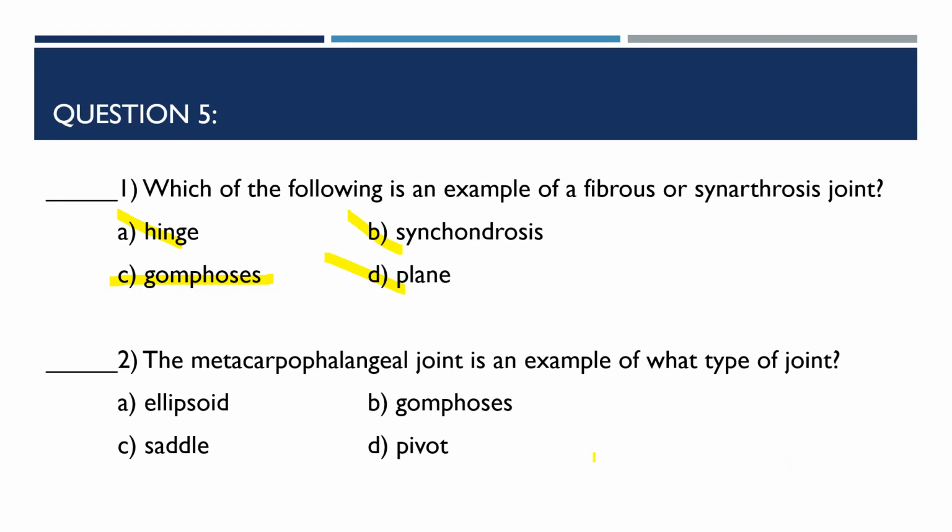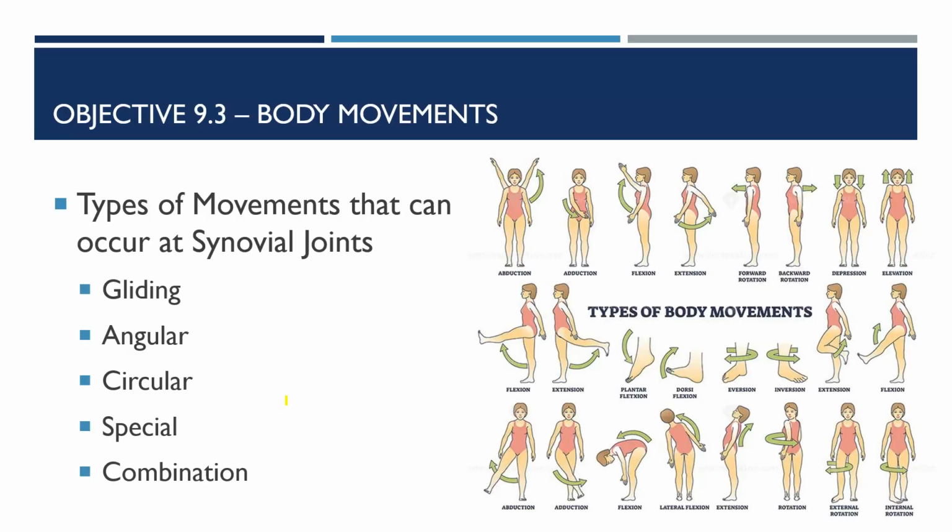The metacarpophalangeal joint is an example of what type of joint? This is one you may have to go back and look at in your chart, but this is going to be an ellipsoid, also known as a condyloid.